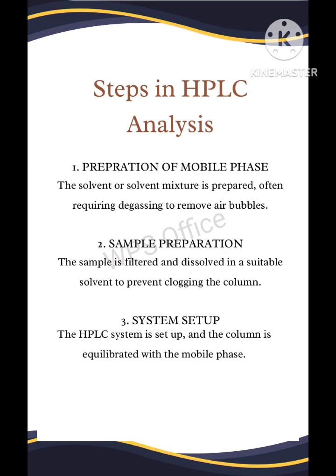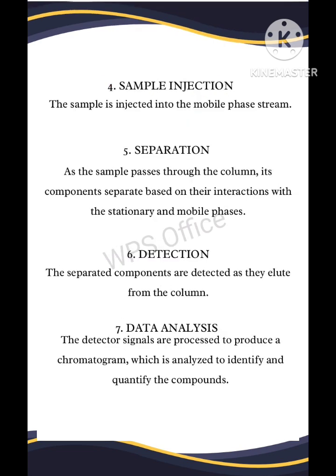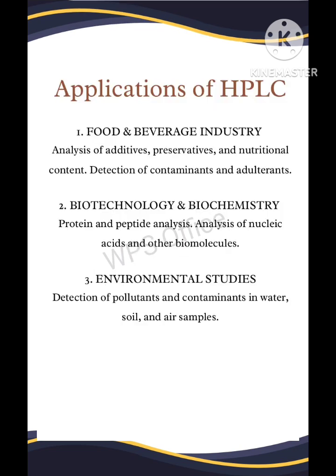The fourth step is sample injection. The sample is injected into the mobile phase stream. Fifth step is the separation. As the sample passes through the column, its components separate based on their interactions with the stationary and mobile phase. The sixth step is detection. The separated components are detected as they elute from the column. The seventh step is data analysis. The detector signals are processed to produce a chromatogram, which is analyzed to identify and quantify the compounds. These are the steps in the HPLC.